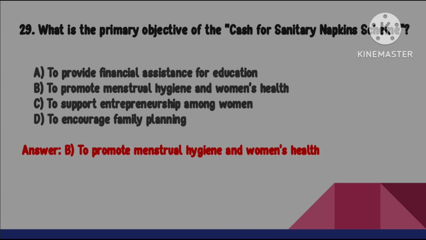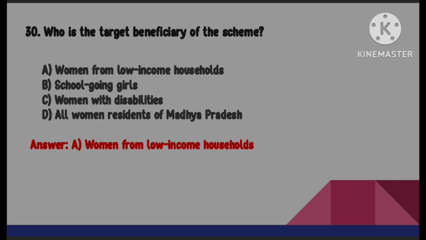Option A, to provide financial assistance for education. Option B, to promote menstrual hygiene and women's health. Option C, to support entrepreneurship among women. Option D, to encourage family planning. And the right answer is option B, to promote menstrual hygiene and women's health. Let's proceed with the next question.